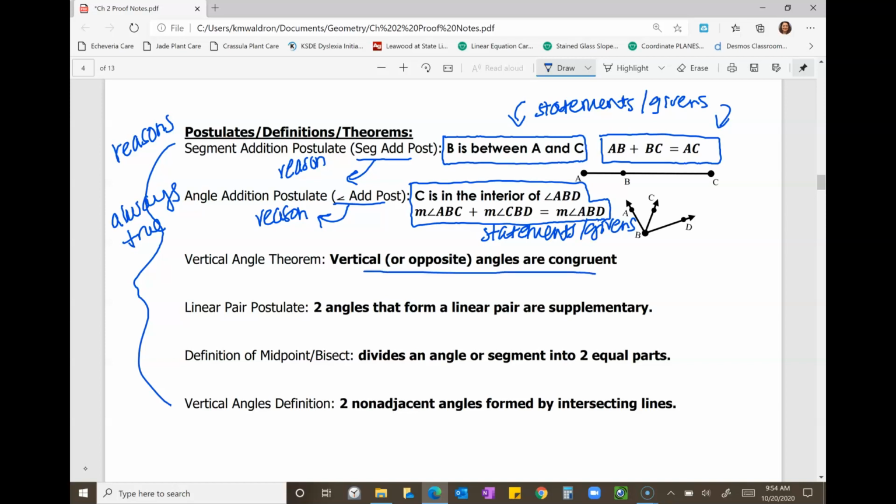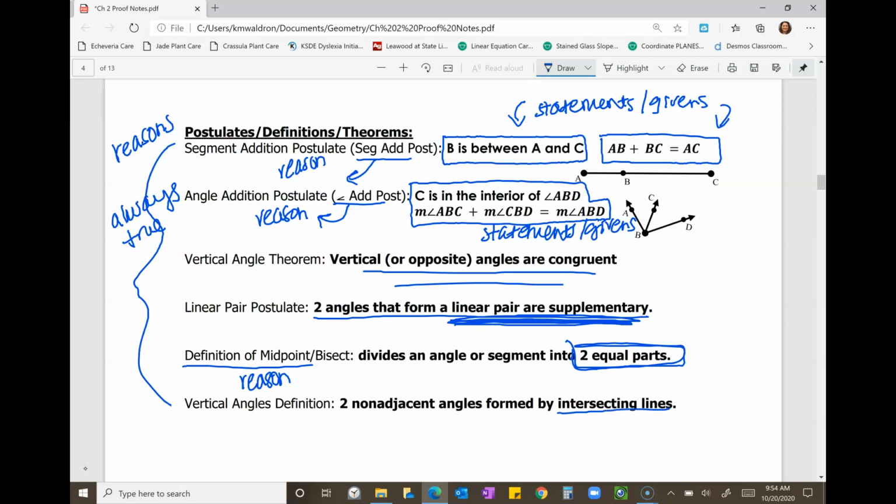Vertical angles are always congruent to each other. Linear pair postulate, two angles that form a linear pair are supplementary, and this is the really important part, the supplementary part. Okay, definition of a midpoint, this is actually going to be a reason in some of the proofs we see today. Okay, and this basically just divides it into two equal parts. Okay, and then vertical angles definition, they really don't need to know other than that they're made by intersecting lines, but we're not really going to visit that one a whole lot today.